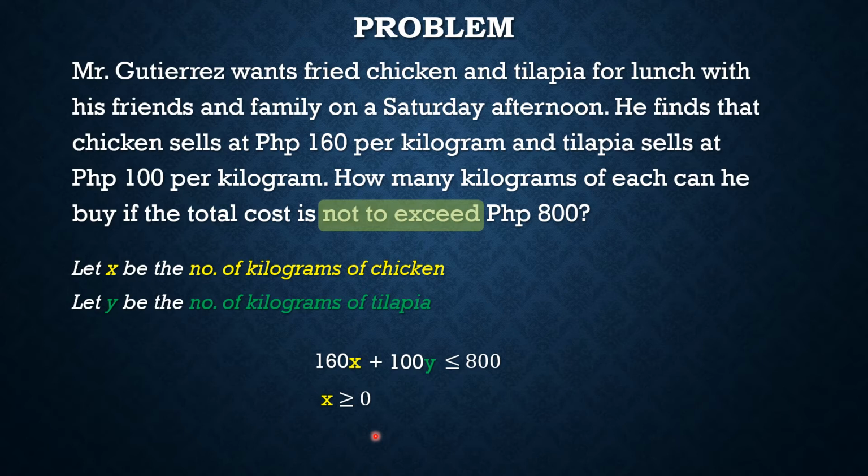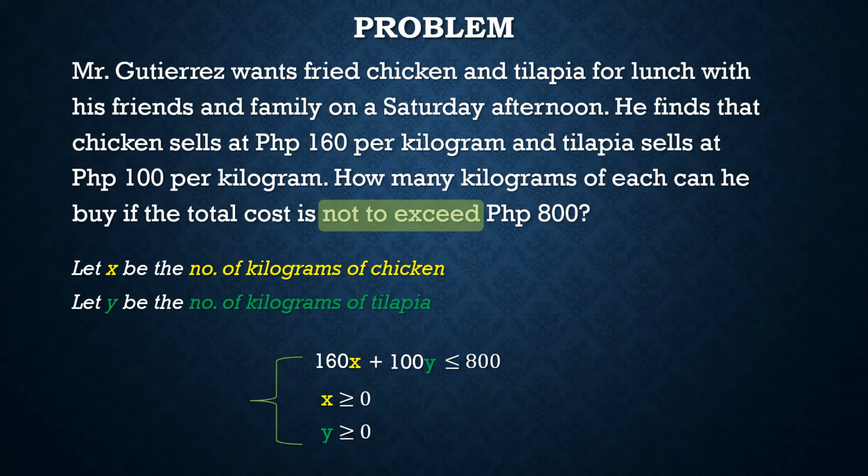So, possible kasi na hindi na lang siya bumili ng manok, puro tilapia na lang, no? Possible din naman na hindi na siya bumili ng tilapia, puro manok na lang. Possible yon. Depende sa kanya pagdating niya dun sa palengke or something like that. That's why meron tayong mga assumptions na binibigay. Another is that y must be greater than or equal to 0. So that's another thing na hindi ka naman pwede bumili ng negative kilos of tilapia. That is why the value of y must be greater than or equal to 0.